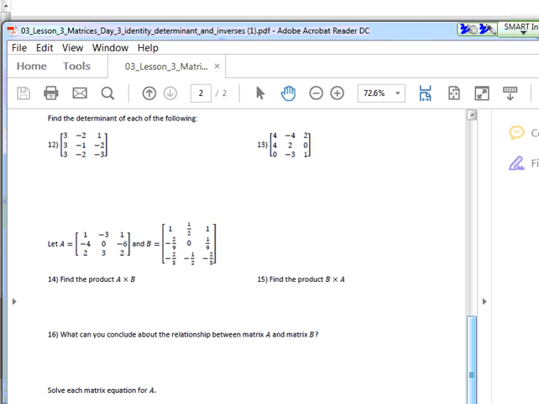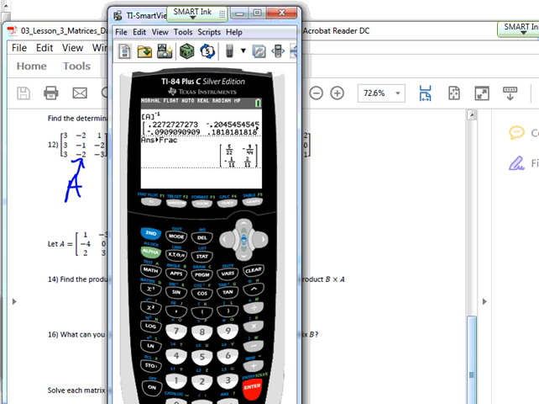Well, first of all, let's put it in as matrix A. Everybody pop that into your calculator as matrix A. And then I'll show you where the DET button is to do determinant.